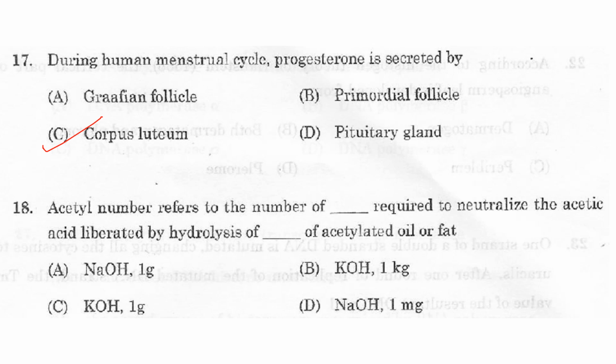Answer is option C. Acetyl number refers to the number of dash required to neutralize the acetic acid liberated by hydrolysis of dash acetylated oil or fat. So acetyl number refers to the number of mg of KOH required to neutralize the acetic acid liberated by hydrolysis of 1 gram of acetylated oil or fat. Answer is option C.